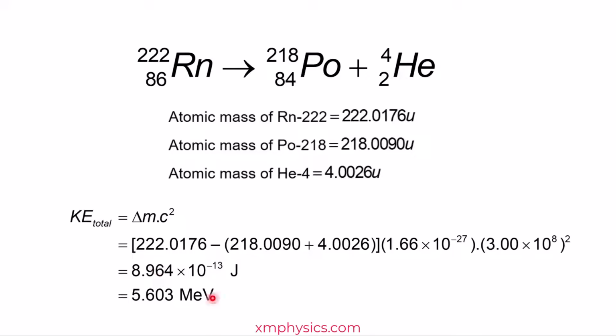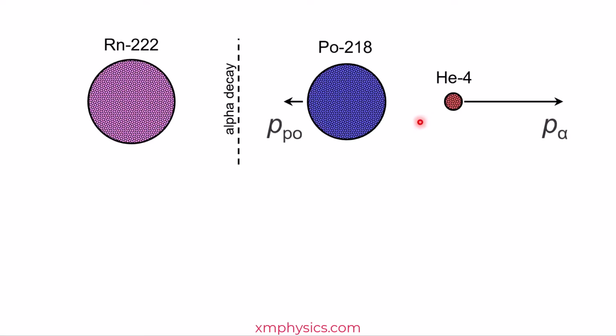Where does this energy go to? It goes into the KE of the polonium-218 and the KE of helium-4. Now let me ask you a question. If you compare the momentum of the helium-4 and the momentum of the polonium after the decay, which do you think is larger? What do you think? Does the alpha particle have the larger momentum, or should the daughter nucleus have the larger momentum? Nah, both of them should be the same, yeah?